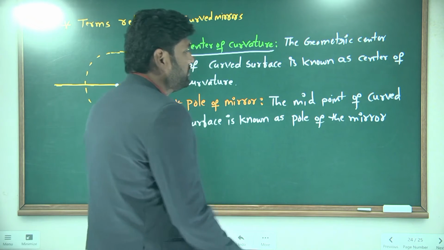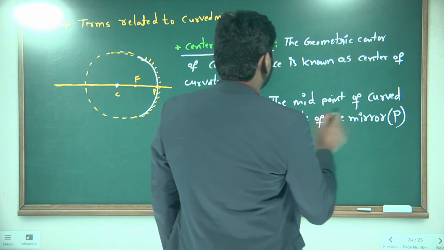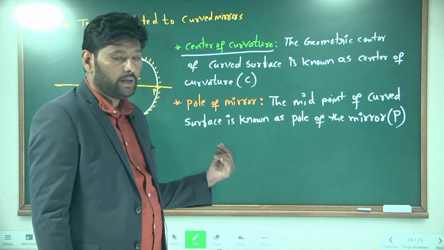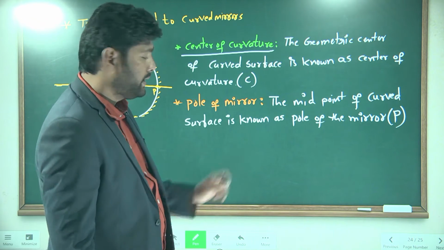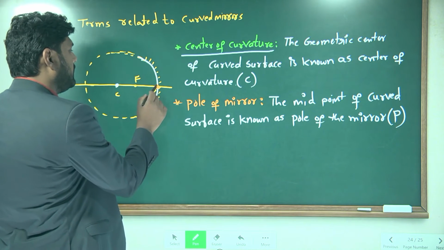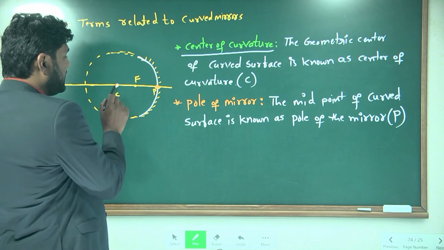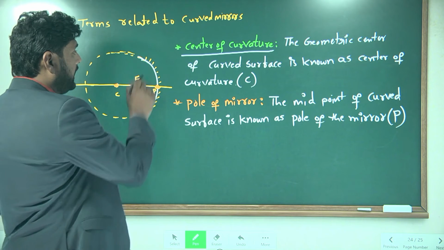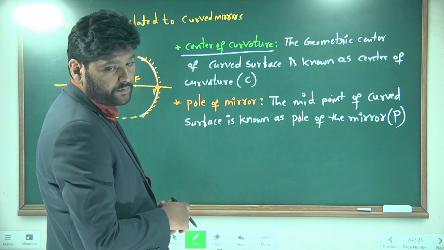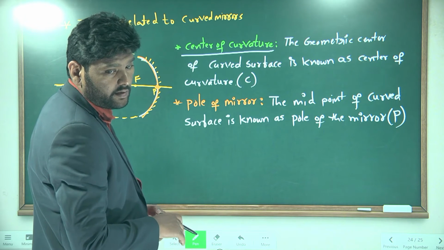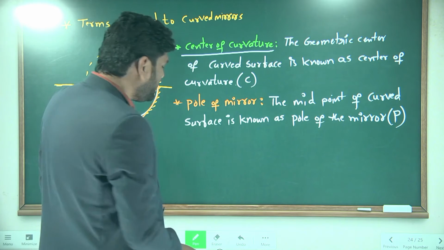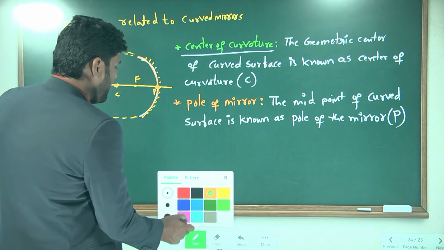Pole of the mirror. Understand? So generally represented with letter P. This is represented with the C. Pole of the mirror is known as midpoint of the mirror. That is nothing but here. This part represents the pole, and this part represents the center of curvature, and this is your mirror. What kind of mirror is it? It is a concave mirror. Observe that.